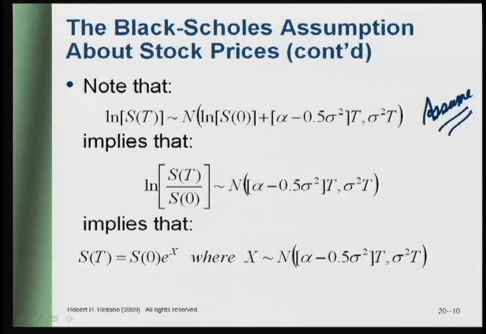And if we assume that S of t follows geometric Brownian motion, equation 20.1, it turns out that that means the log of S at every point in the future has a normal distribution as specified here. Well, we can just do some algebra on this, and this means that the log of the ratio of St to S0 is normally distributed.